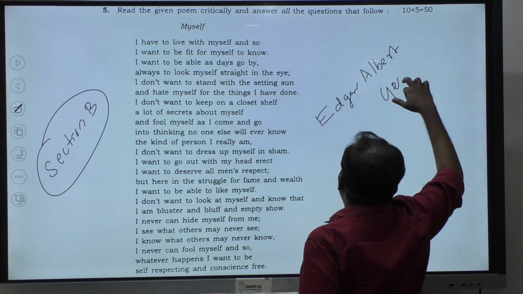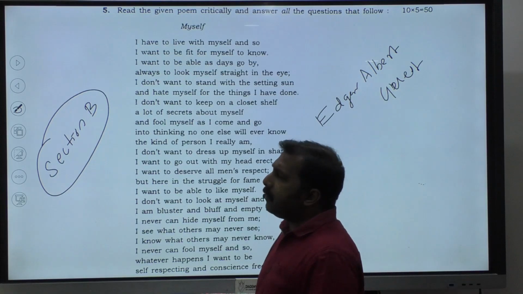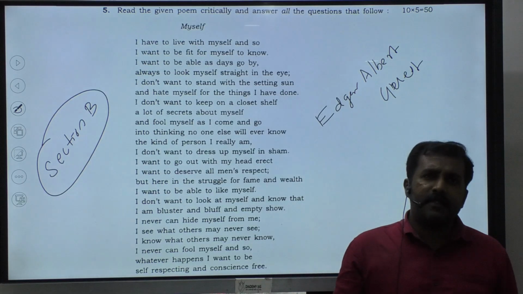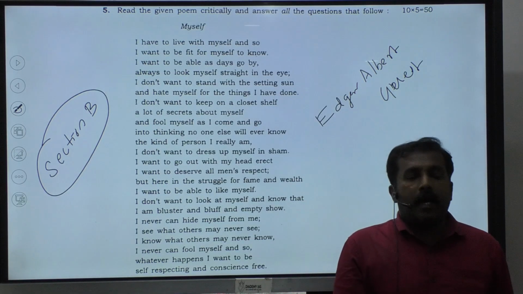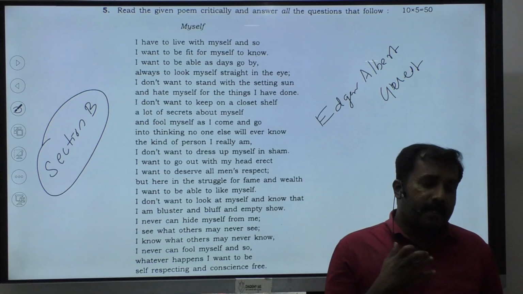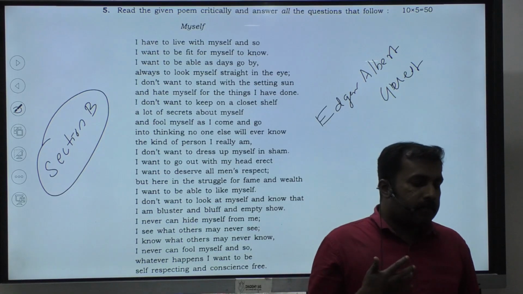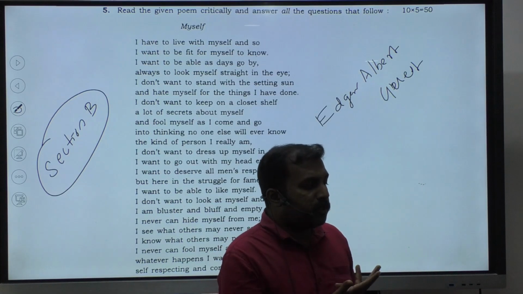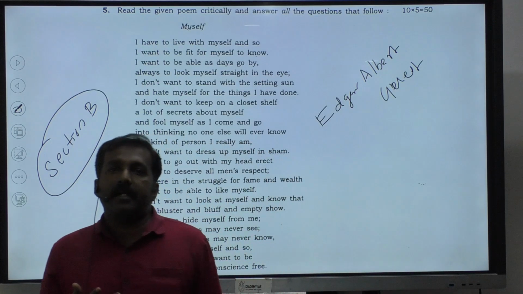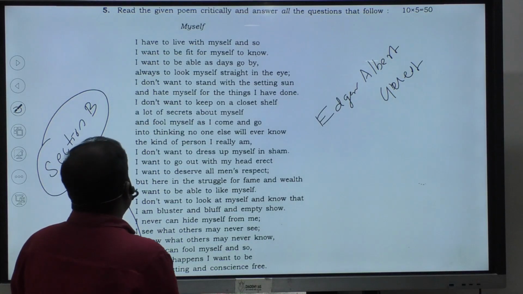Okay, this poem by Albert Guest. When we compare it with the previous years' unseen poems, this poem is comparatively easy. It mainly focuses on themes like integrity, self-respect, authenticity, and moral responsibility. All these are the main themes explained in this poem. In the very first reading itself, we can easily get the theme of this poem.